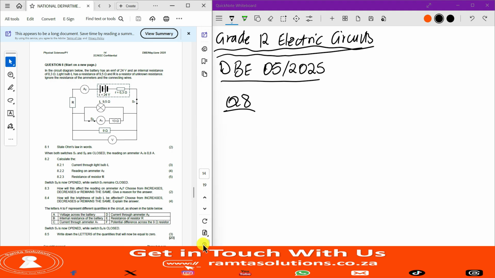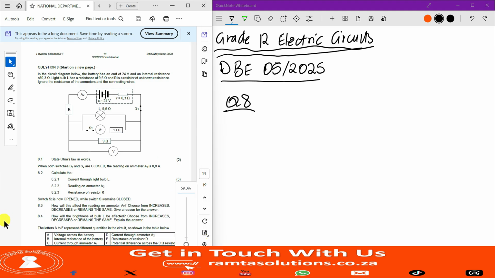In the circuit diagram below, the battery has an emf of 24 volts and an internal resistance of 0.3 ohms. Light bulb L has a resistance of 9.5 ohms, and R is a resistor of unknown resistance. Ignore the resistance of the ammeters and the connecting wires. Okay, cool. 8.1: state Ohm's law in words.